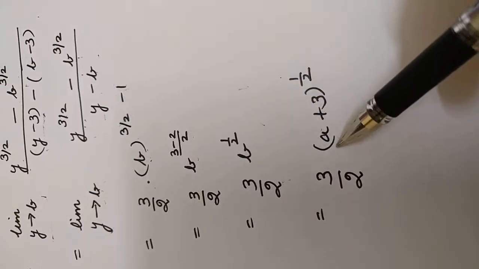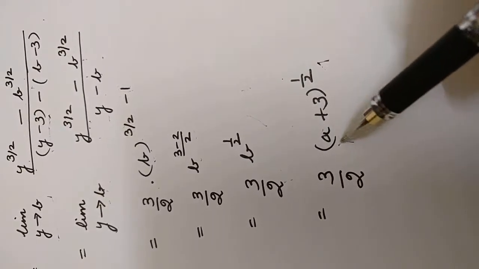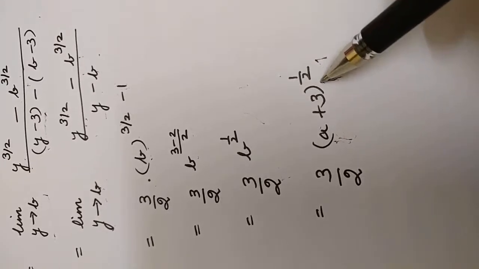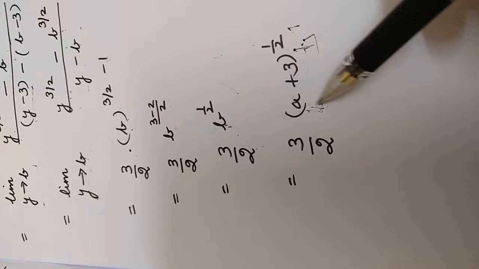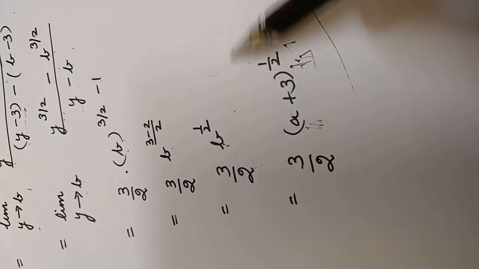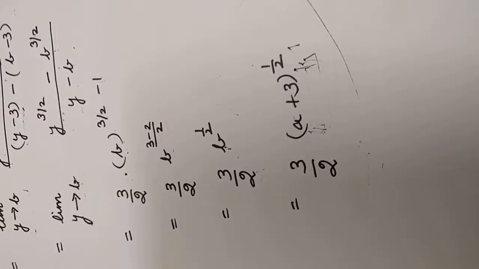Now our original question was in terms of a, so we have to break b in terms of a. So b is equal to a plus 3. So this is our final answer.